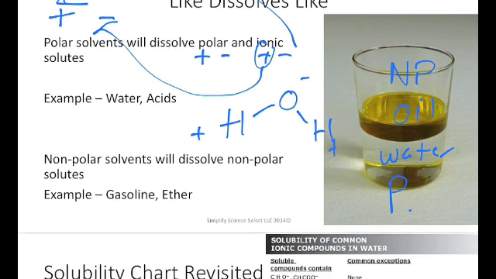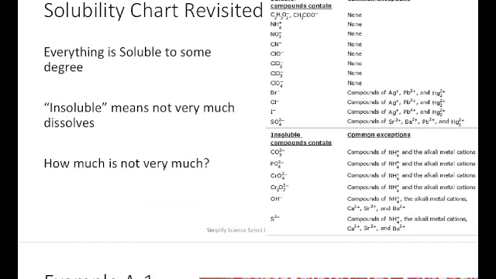Now we came up with this idea of the solubility chart. Not soluble means there's none in solution, and you have to qualify that a little bit. Everything to some degree is soluble. By insoluble, what we really mean is not very much dissolves, but some does. If you were to put just a tiny amount of barium chromate in a whole lot of water, it would dissolve, but just a little bit. We're going to look at this a little bit later as far as how much is a lot and how much is not.